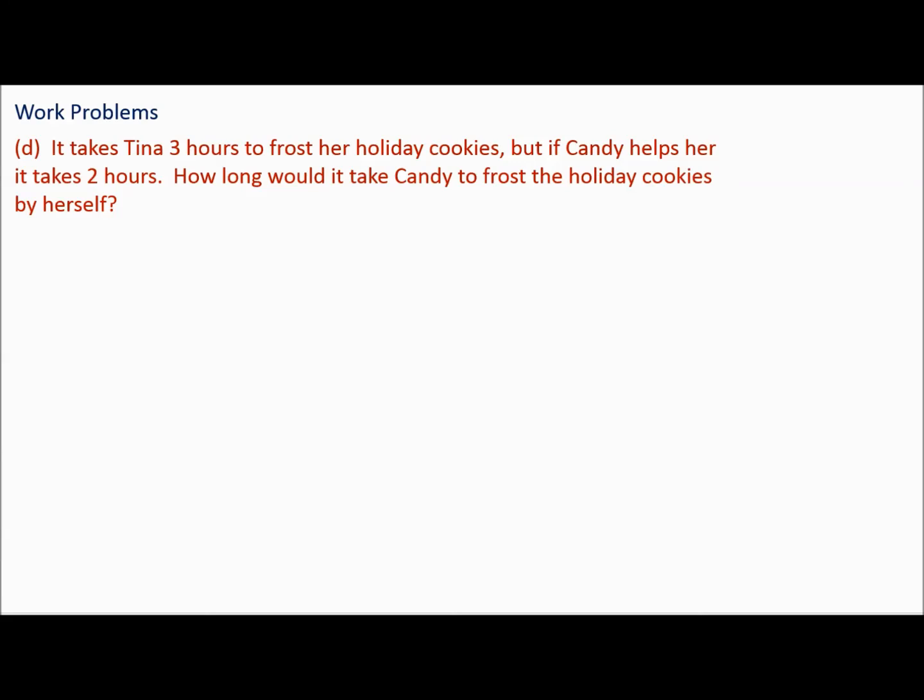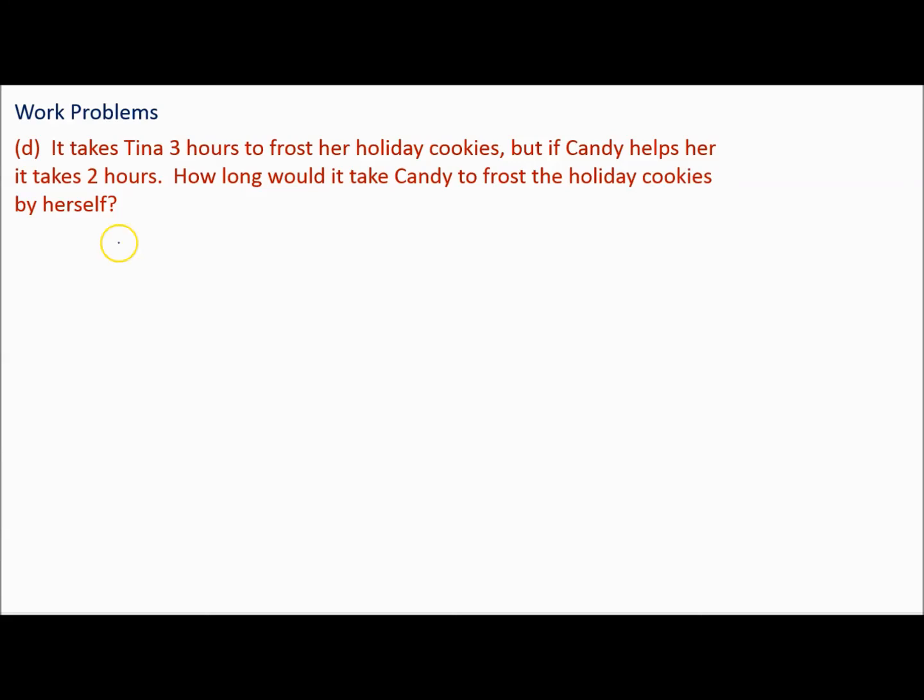Alright, so we have a fourth work problem. It takes Tina 3 hours to frost her holiday cookies. But if Candy helps her, it takes 2 hours. So notice the 2 hours is if Tina and Candy are working together. How long would it take Candy to frost the holiday cookies by herself?